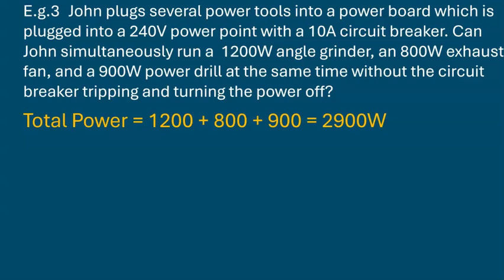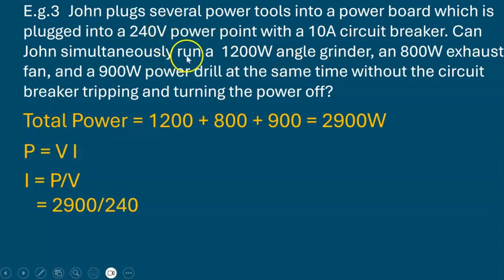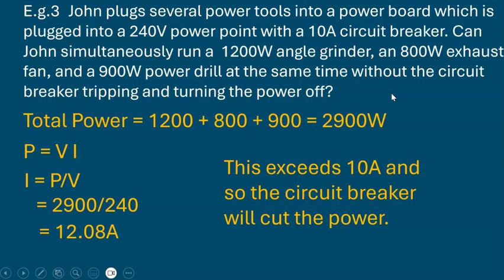So the total power, 1200 plus 800 plus 900, so we've got 2900 watts there. We know the definition of power, P equals VI, so let's rearrange that formula. The current is equal to power divided by the voltage. 2900 watts divided by the 240 volts supplied, giving us a current drawn from that power point of 12.08 amps. So that's too big, so we're expecting that circuit breaker to cut power off to that line. This is AC in a home. Look, for all intents and purposes for this information here, it works the same as DC.